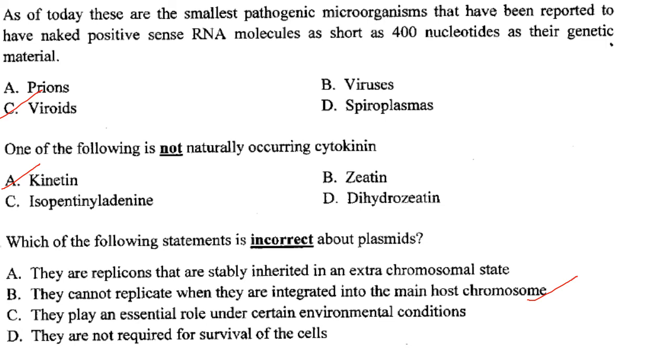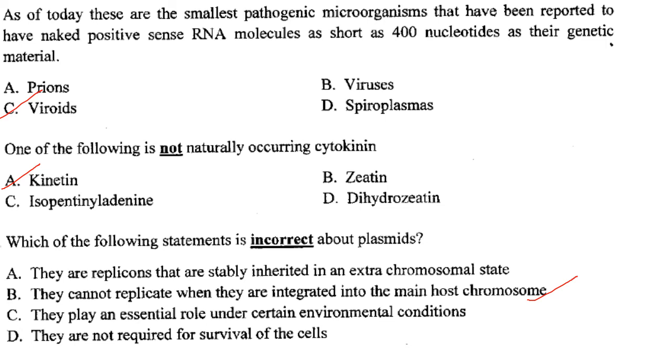Then next one. Which of the following statements is incorrect about plasmids? So they are replicons that are stably inherited in an extrachromosomal state. Then, they cannot replicate when they are integrated into the main host chromosome. So the integrated plasmids can be replicated and stably maintained in a cell through multiple generations, but at some stage they will exist as independent plasmid molecules. So this option, that they cannot replicate when they are integrated into the main host chromosome, is incorrect. They can actually replicate even then.